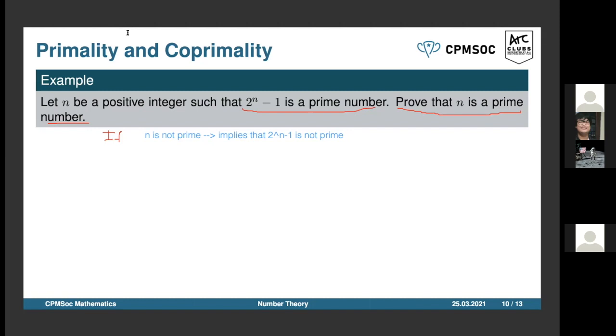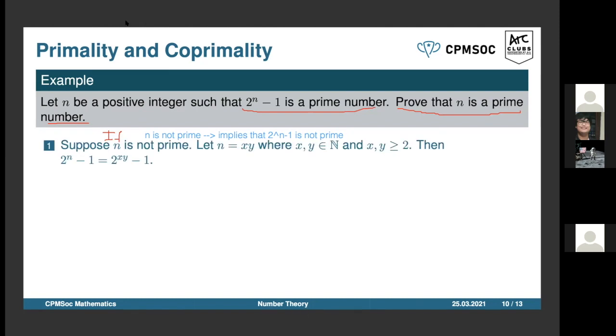So in the contrapositive, we can let n equal xy, where x and y are at least 2. This follows from n being a composite number. So now we've got 2 to the n minus 1 is equal to 2 to the xy minus 1.